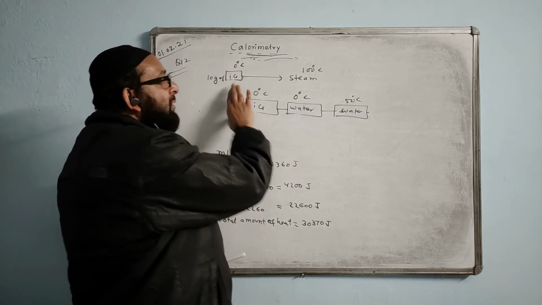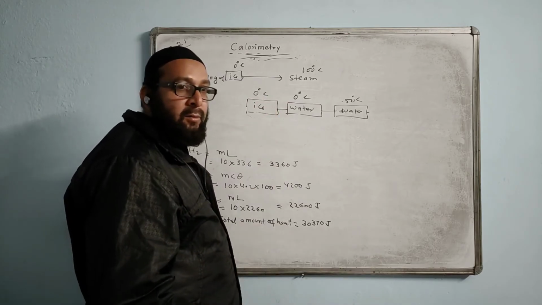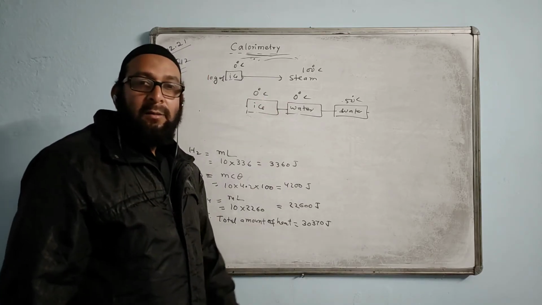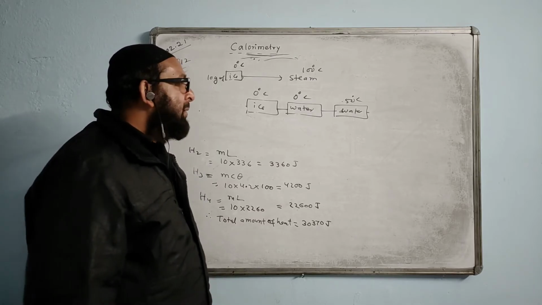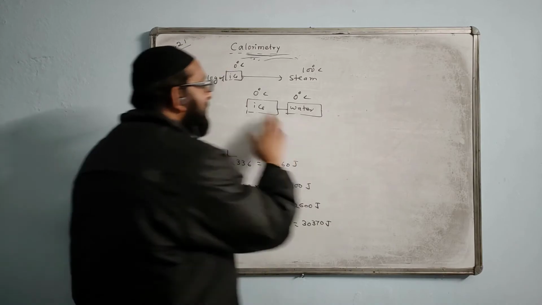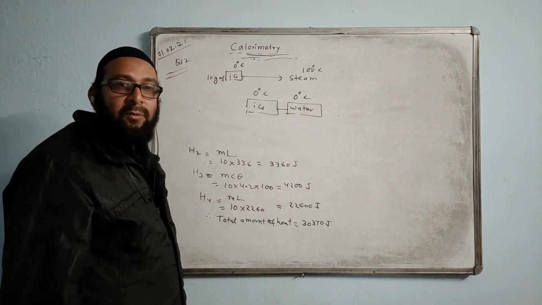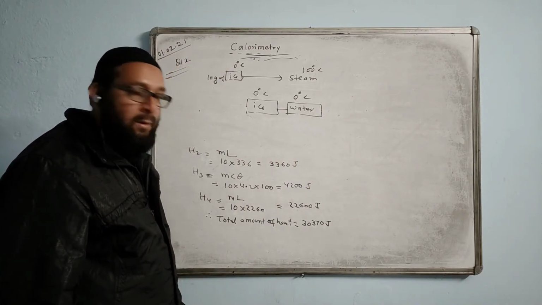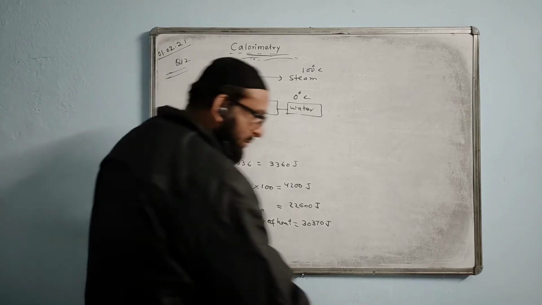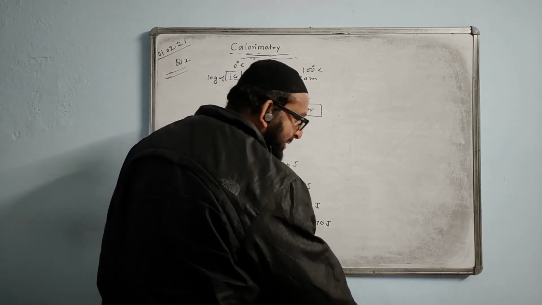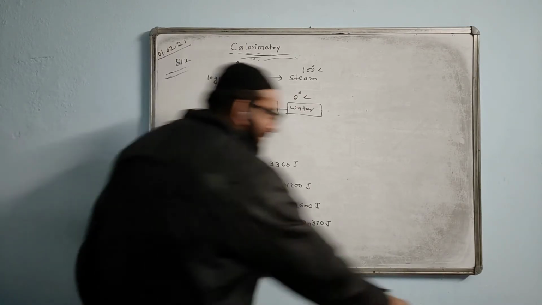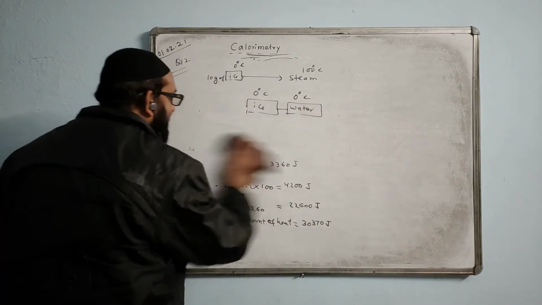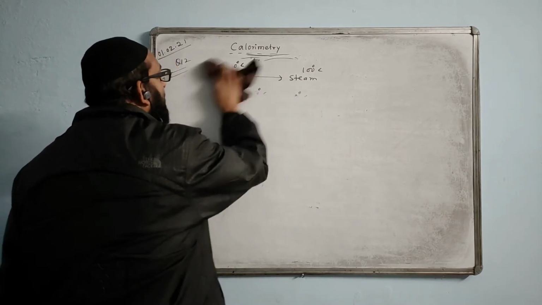Now if the question is that you only have to melt the ice, change ice into water of 0 degrees Celsius, how will you change? Only a single process. H is equal to which formula? ml only, no? Change of state. I think you got the point.